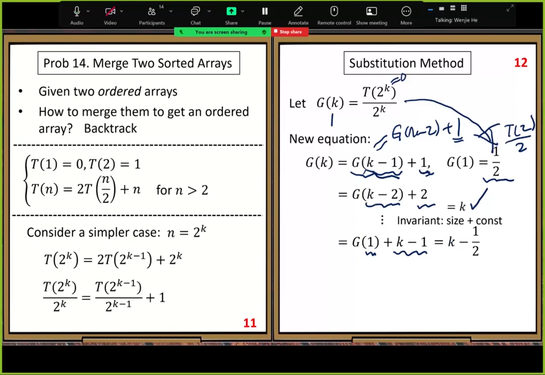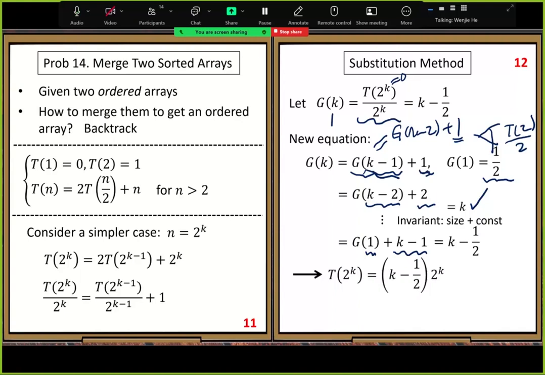But that is g of k. Our goal, we want to get a t of k, a t function. So t of 2 to the k over 2 to the k equals k minus 1/2. But we want to use the variable n, not k. K is the intermediate variable, not our original variable. So we want to write the t function in our original variable n.